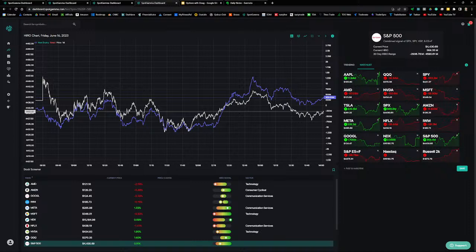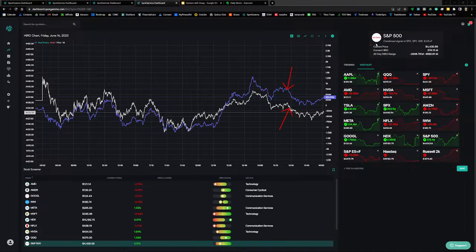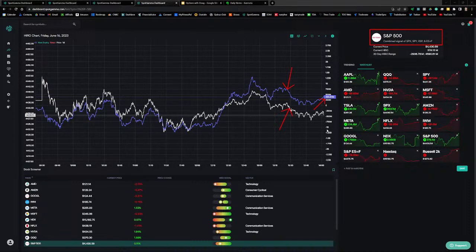What this chart is showing is price for SPX with the white line, and then this is the Hero signal, showing options trades and market maker hedging activity for a combined signal for the S&P 500, SPX, SPY, XSP, and ES futures, all into one combined signal. And right now it has shifted positive, and we'll take a closer look at the components of this signal in just a few minutes. So right now it's positive, just under 400 million.